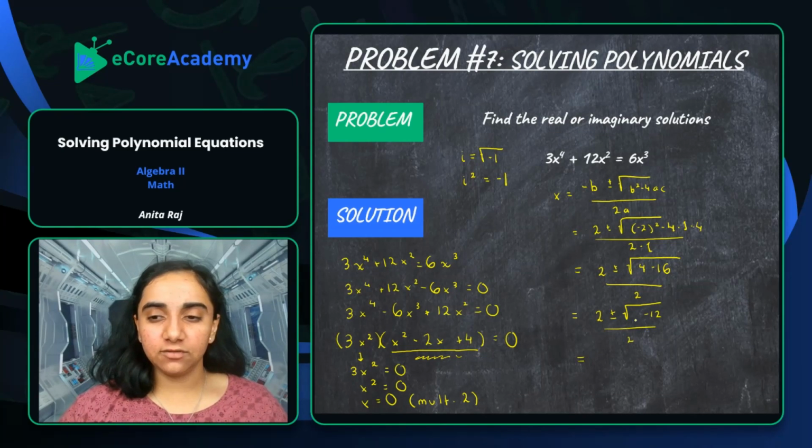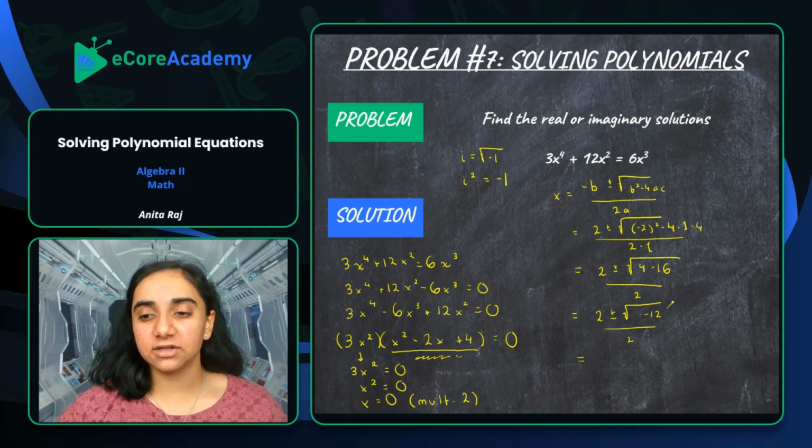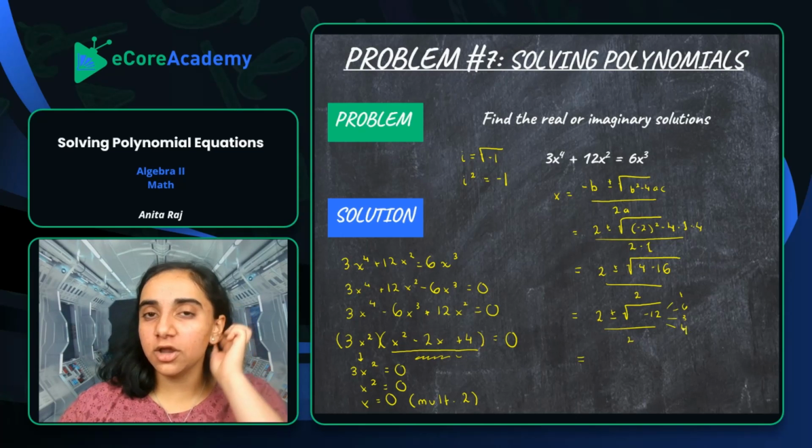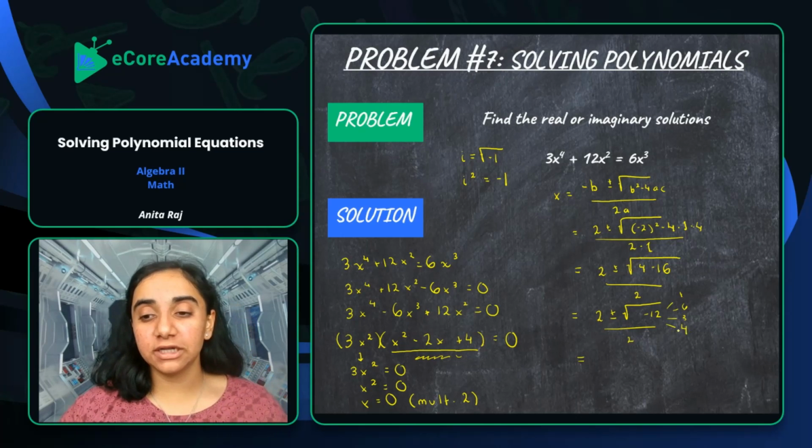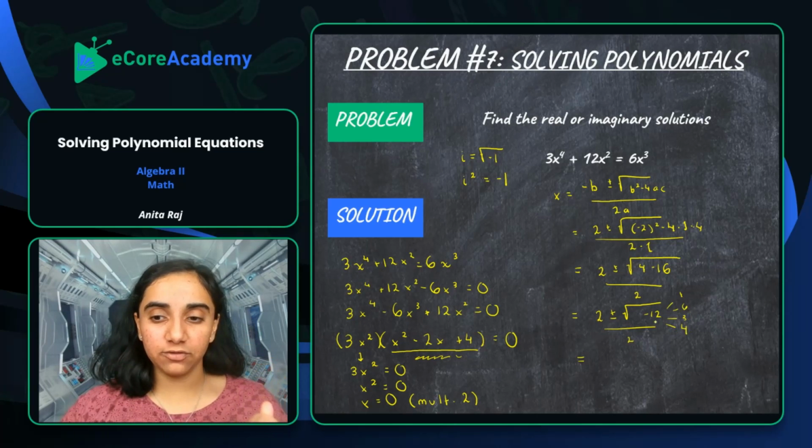And if we look at -12, -12's perfect square is 4. If you look at its factors, you have 1, 6, 3, and 4. 4 is a perfect square. 4 square rooted is 2, so we can pull 2 out of the radical. So we end up getting 2 plus or minus.